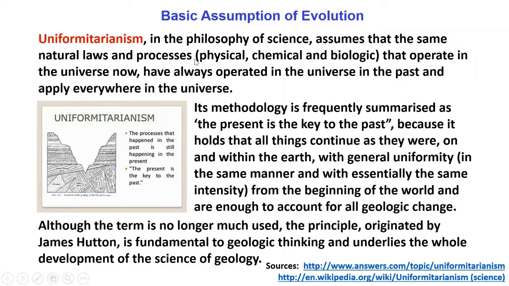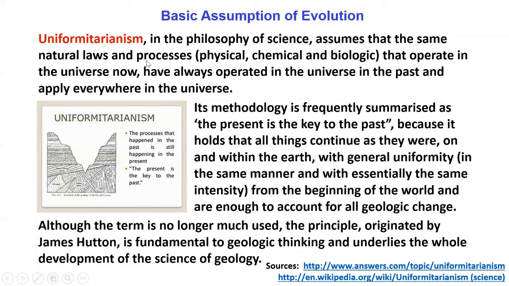So uniformitarianism in the philosophy of science assumes that the same natural laws and processes, whether physical, chemical, or biologic, all operate in the universe now, and they have always operated in the universe in the past, and they apply everywhere in the universe. That's why the idea of evolving life from other life forms takes a long time. Okay, so whether human beings or chemicals or physical or whatever, or biology.